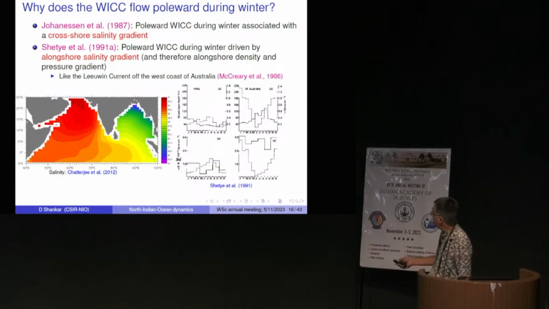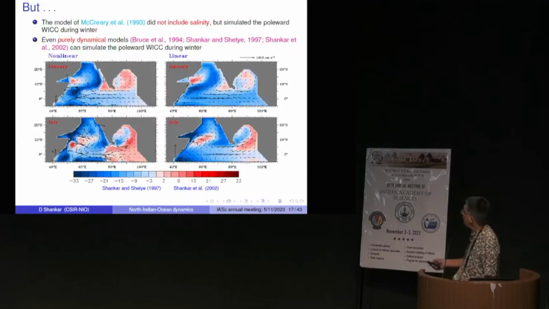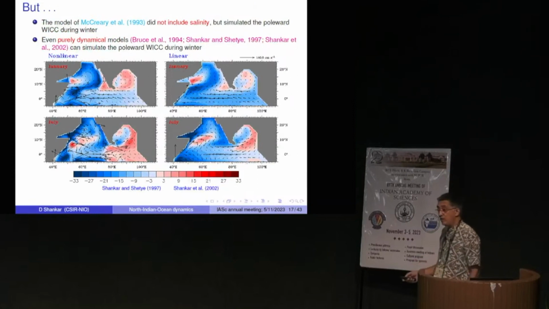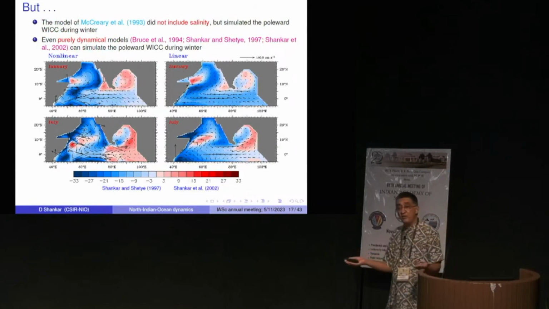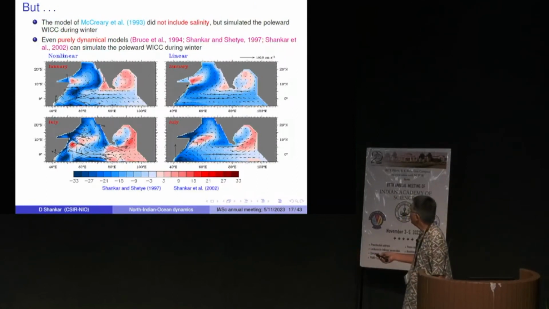So the first theories looked at the low salinity here versus the high salinity here and showed that you could actually drive a current into the wind. But if you look at purely dynamical models, these don't have any horizontal variation of temperature or salinity. They produce the current going into the wind in winter. And you need the pressure gradient. You have a high sea level here. The colors show you sea level.